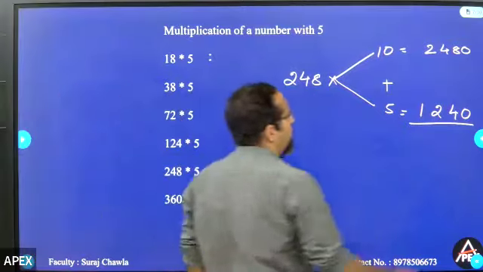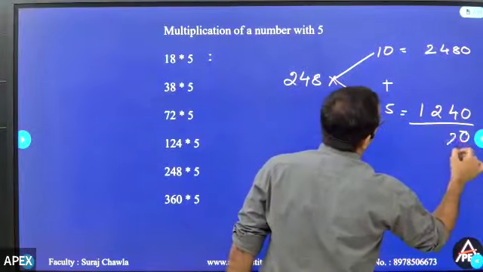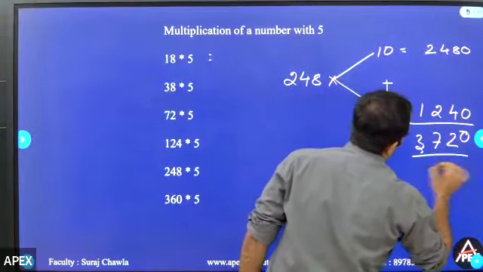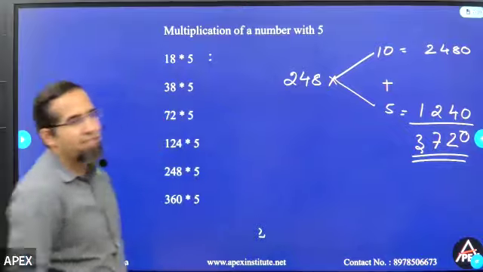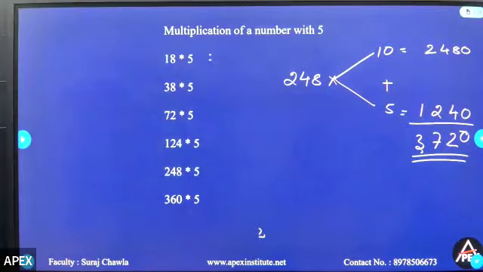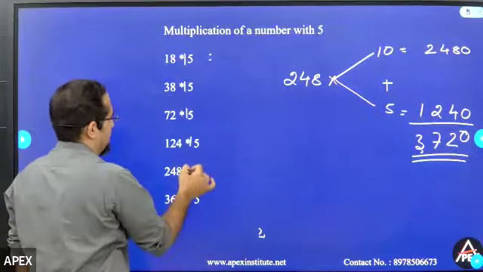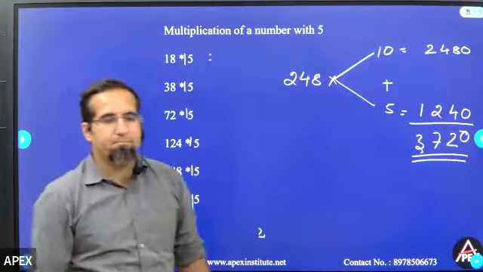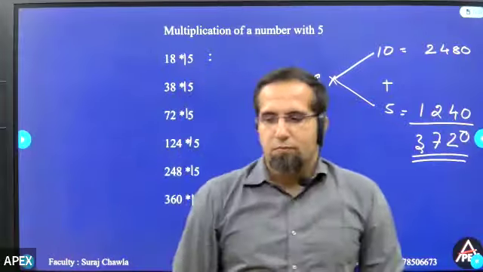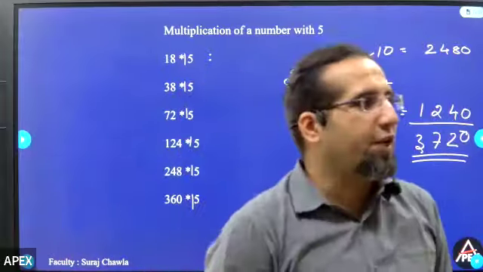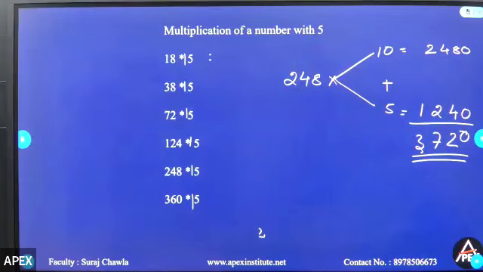Clear? So 15 is a commonly asked number in the examination. So your answer here becomes 3700. 820. Clear? Take 2 to 3 minutes. Give me the values of these. Quick. Multiplying by 15 is 10 plus 5.